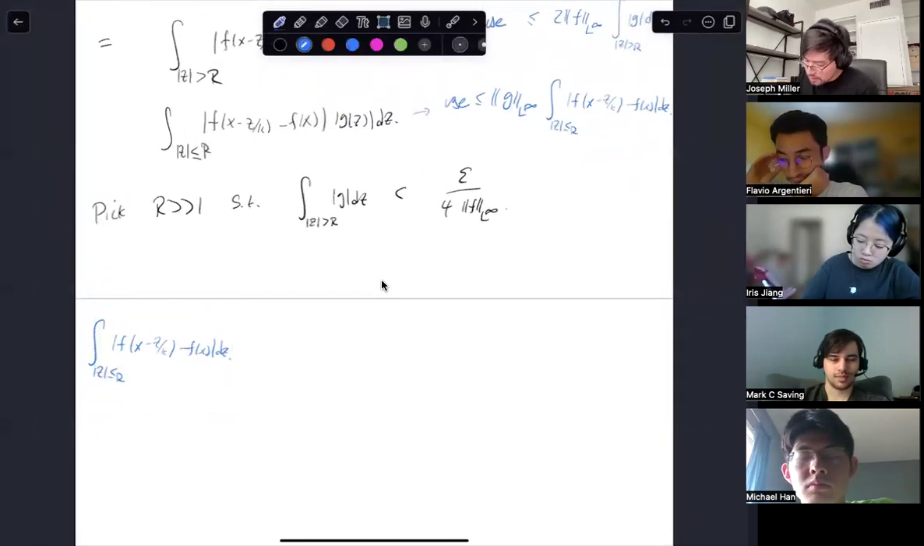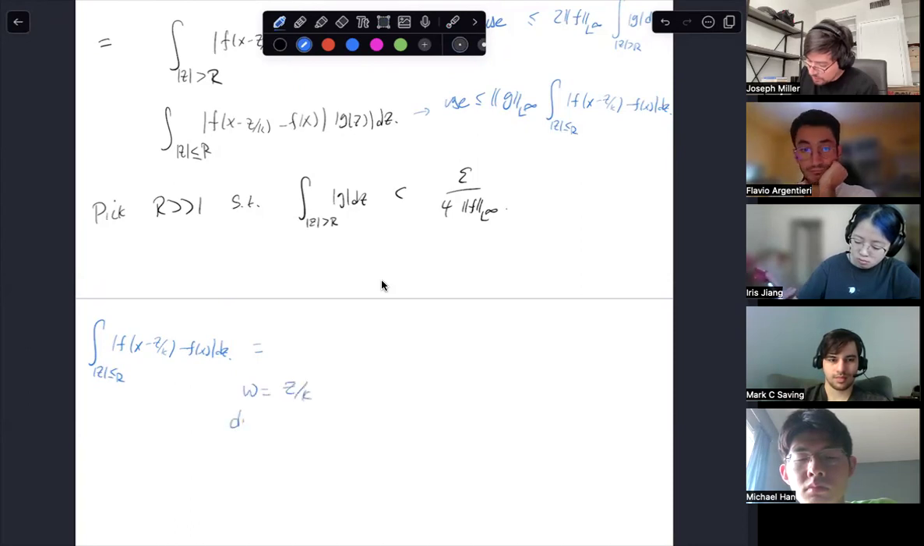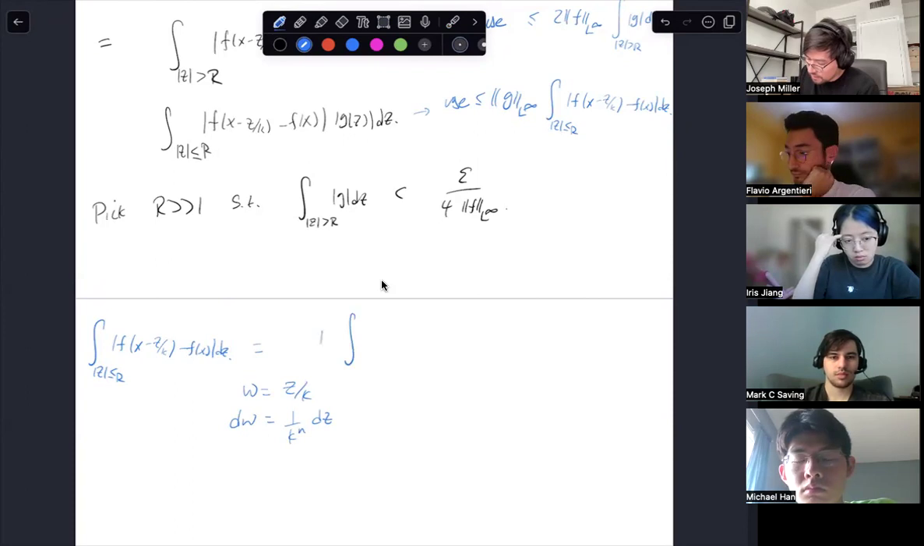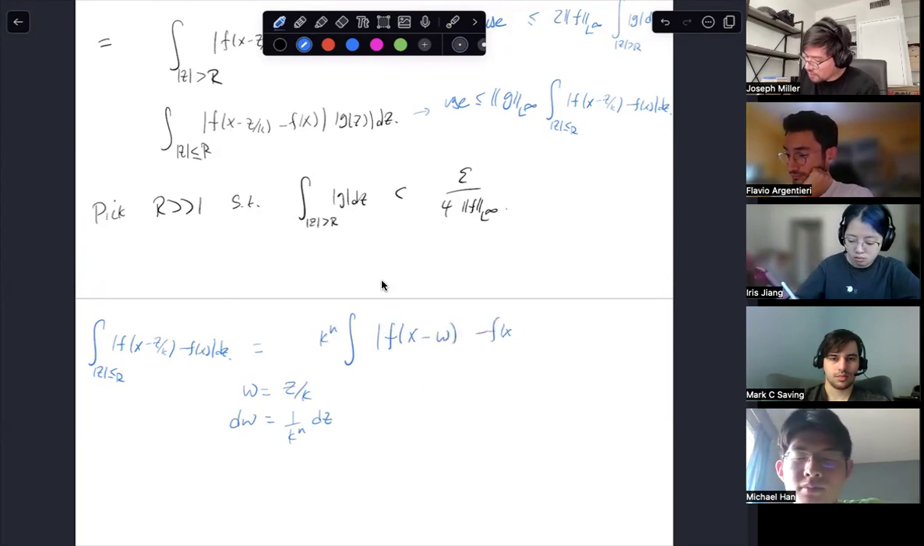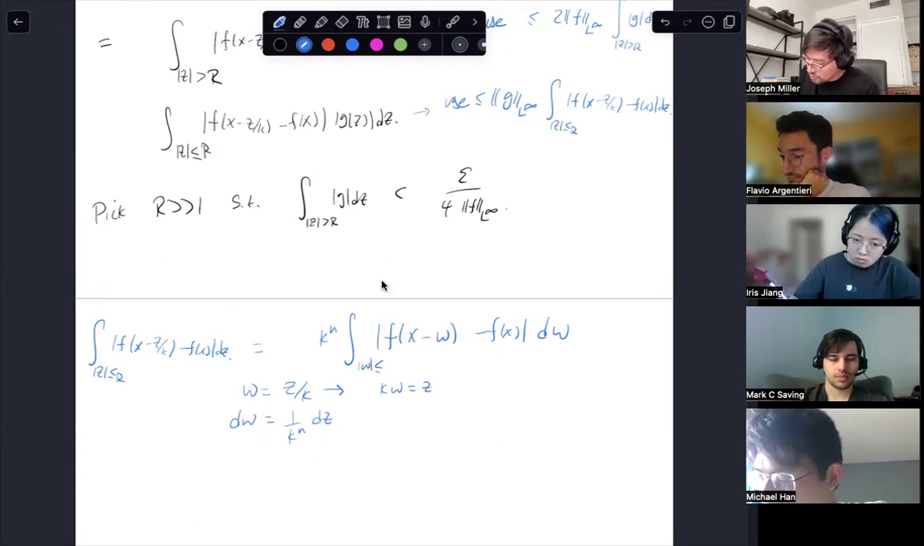what I end up getting is this guy is equal to, well, I change variables back. So I let w equal z over k. dw is 1 over k to the n dz. When I do all the change of variables correctly, this guy is f of x minus w minus f of x, dw. And then this integral means that z less than or equal to r turns into w less than or equal to r over k.